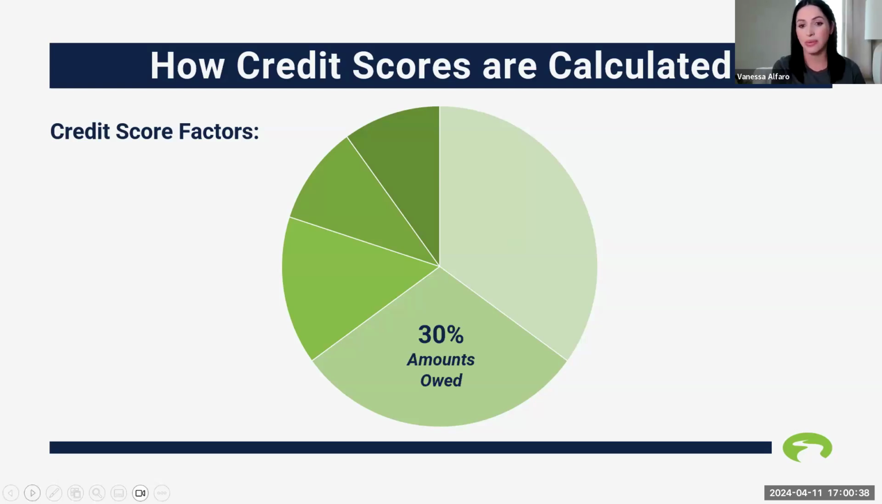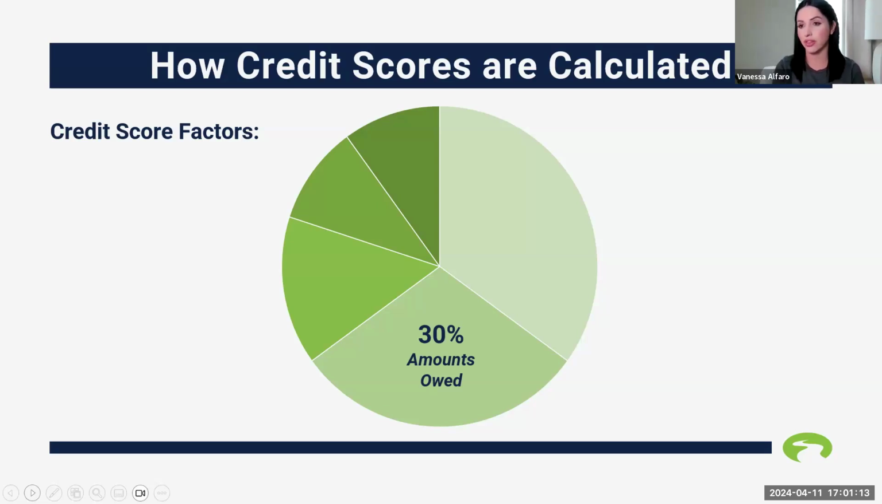The next piece of the pie is 30% of amounts owed. So the rule here is anything that's over 30% utilization can start bringing your score down quite a bit. I've seen people's scores jump up 40 points overnight just because they paid an additional $10 and got that balance under the 30% utilization. So let's say you have a credit card with a limit of 1,000. You'd want to make sure that you stayed at or under $300.